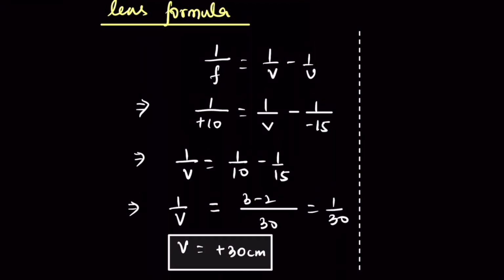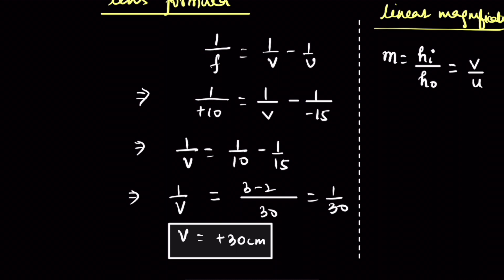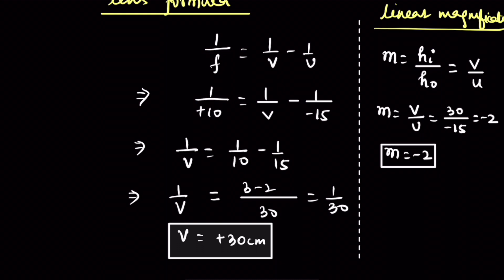Now we can find the height of image by using linear magnification formula. M is equal to HI by HO, which is equal to V by U. Now we substitute the value of V and U. So M is equal to V by U. U is minus 15 and V is 30. So it will become minus 2. So M is equal to minus 2. M is a unitless quantity.